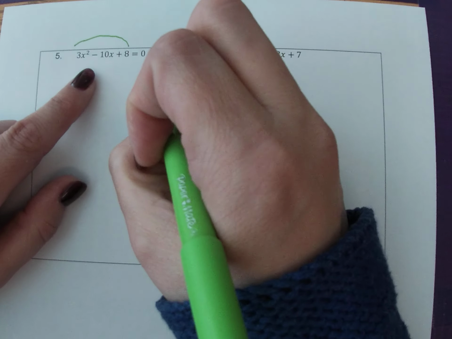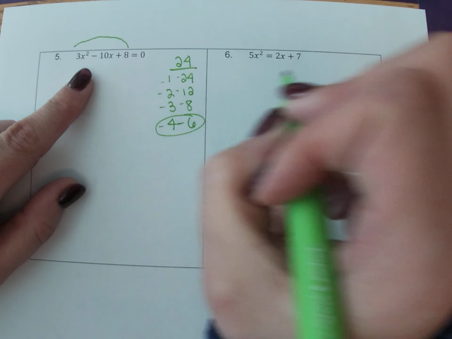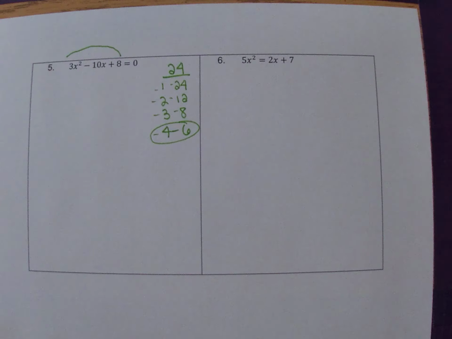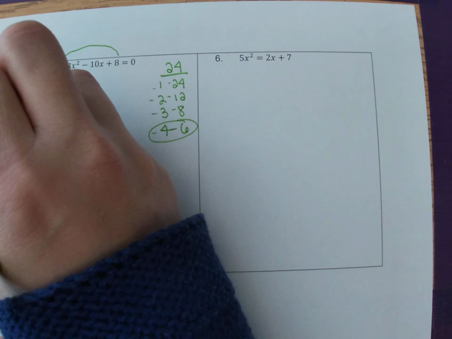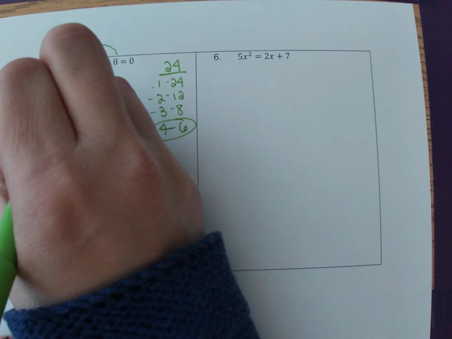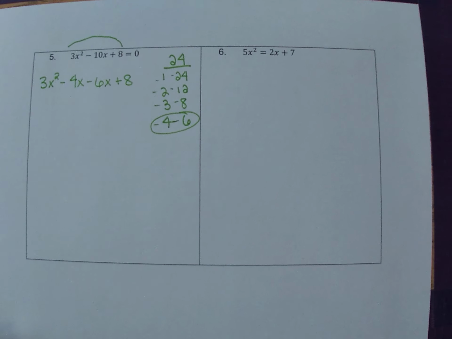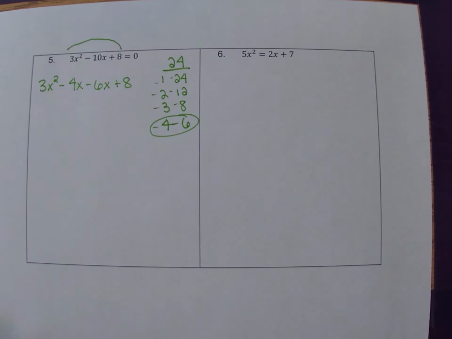And we want both of them to be negative. So that 2 and 12 can be tempting, but we need a double negative. So we need negative 4 and negative 6. So this will then split into 4 terms. So a 3x squared minus a 4x minus a 6x plus 8. And we'll have to factor this by grouping.